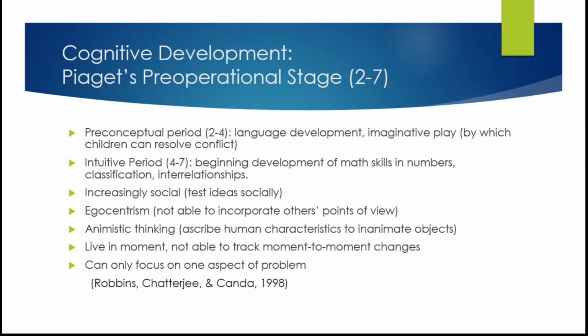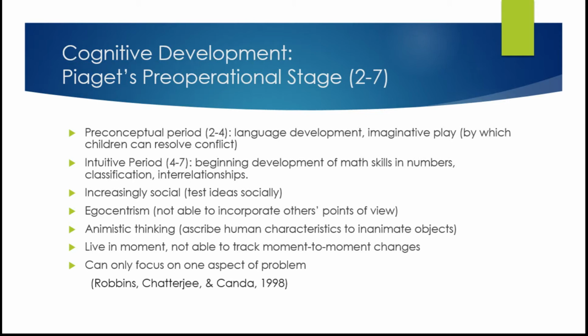And this is about from 4 years old to about 7 years old. And what happens here is we see the beginning of development of math skills, and children start to be able to number things, to classify things. They start to understand how different ideas and objects are interrelated, how they're related to each other.